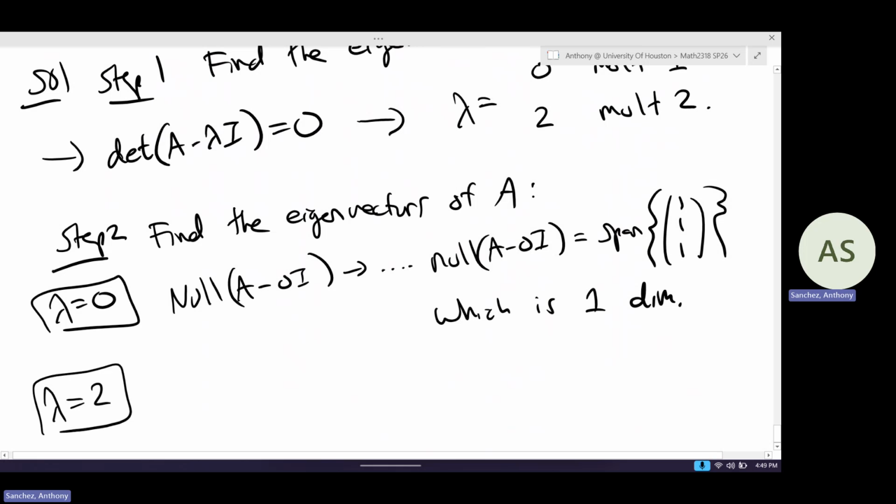Lambda is equal to 2 is the real hard one. That's where the real money is. In this case, I have multiplicity 2. And so I need to pray that this eigenspace right here has 2 linearly independent vectors. All right, and if it does, then we have a chance to be diagonalizable.